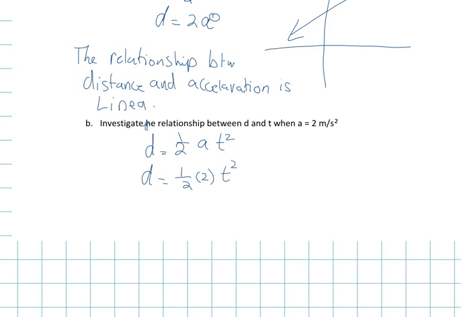So 2 times a half is 1. So that's D equals T squared. What kind of relationship do I have here? It's a quadratic relationship. Okay. I see now.